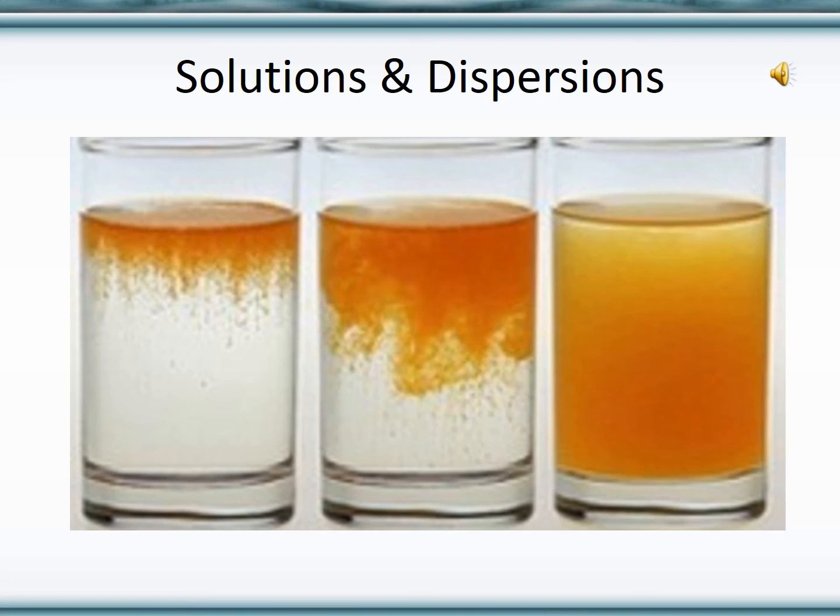On the left, which is not a true dispersion, there is no final solution. You can tell that the two ingredients have not mixed, and that's the characteristics of a dispersion. A really good example of a dispersion is oil and water, because those two will never mix.